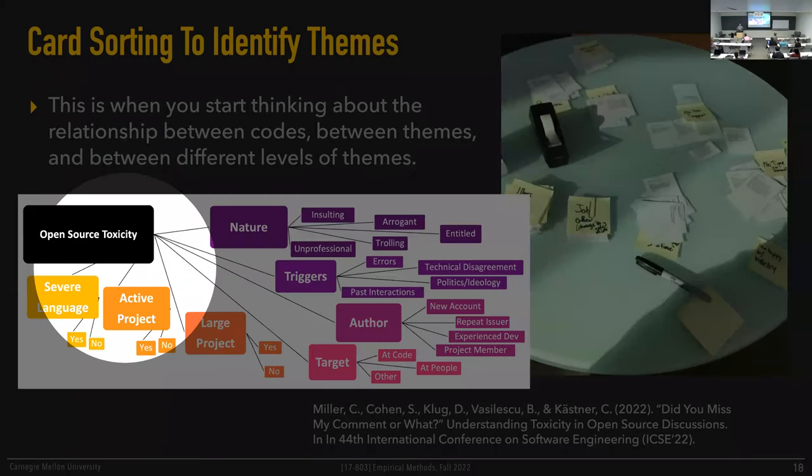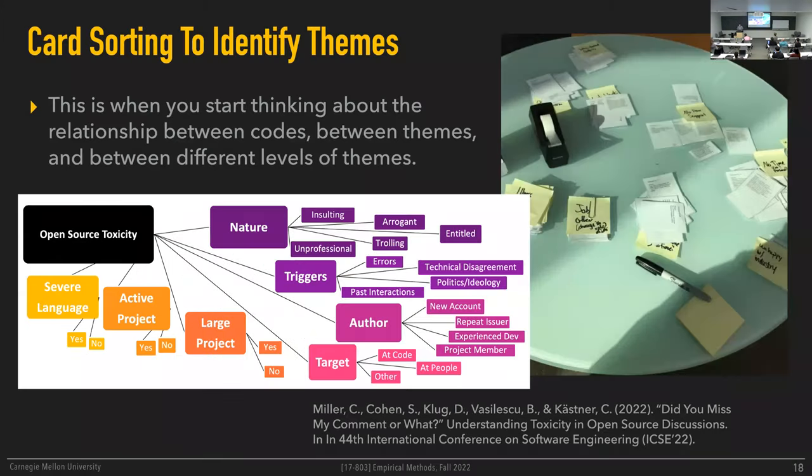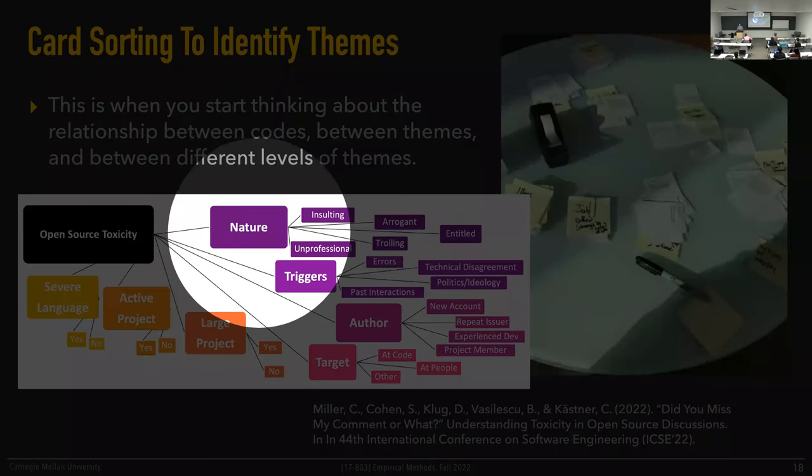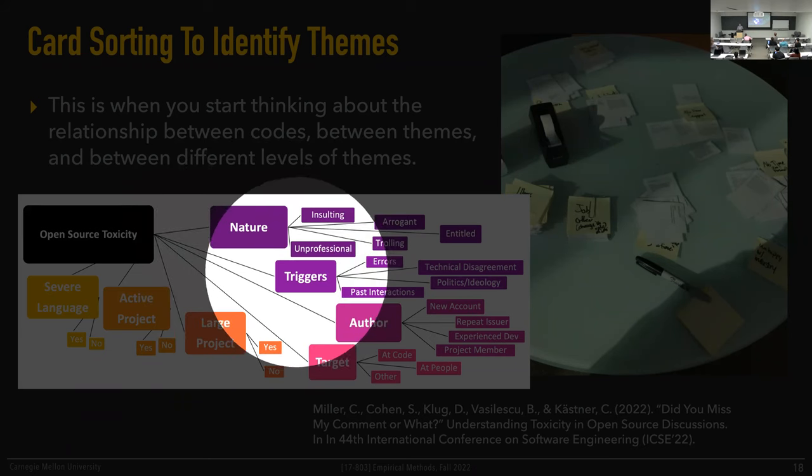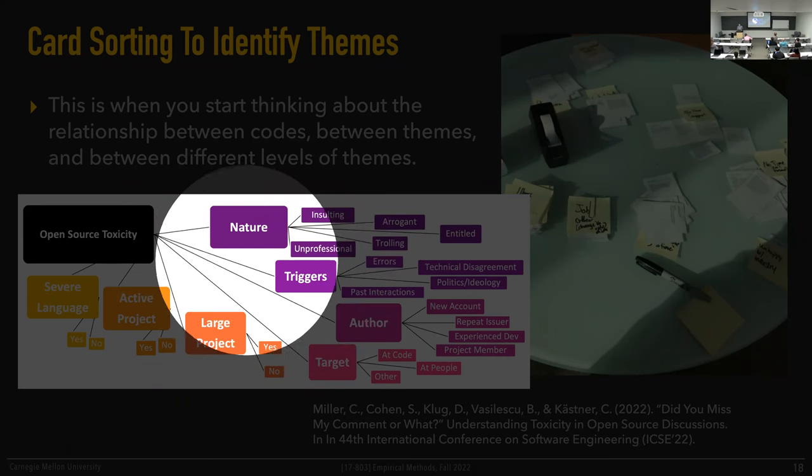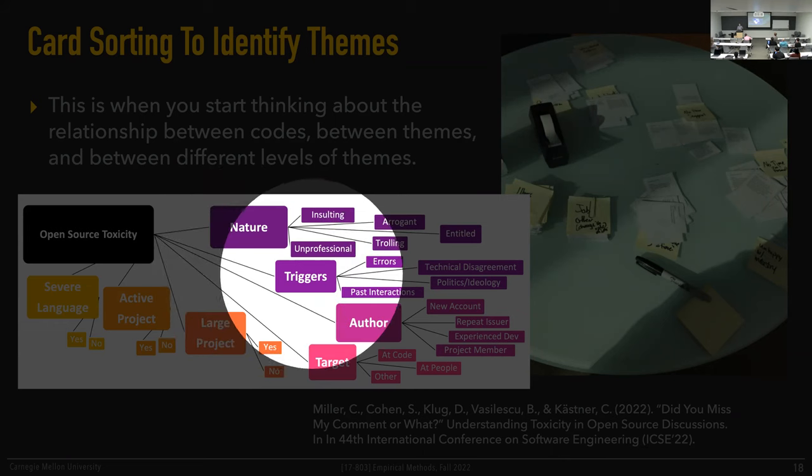The goal of the study was to characterize the forms of toxicity, language or communication toxicity, in these discussions happening in open source projects. There were several themes emerging from this. For example, we talked about the nature of the toxicity: what flavor of toxicity is it? Another theme was the triggers of toxicity: what led to those comments in the first place, what caused them?